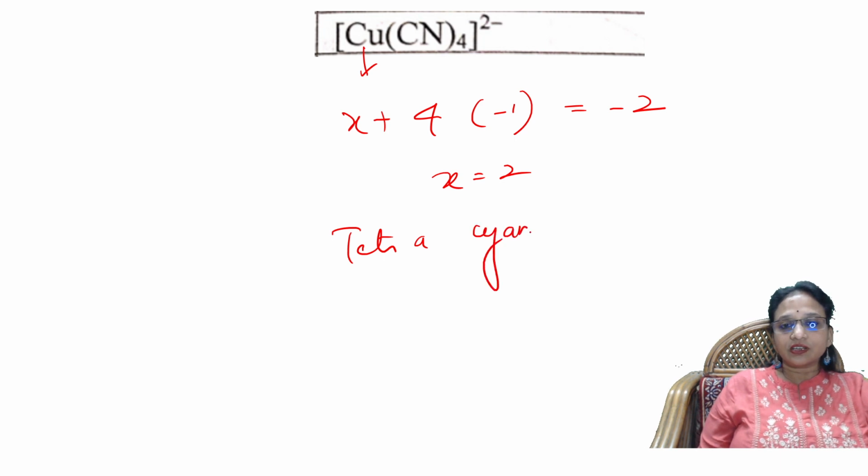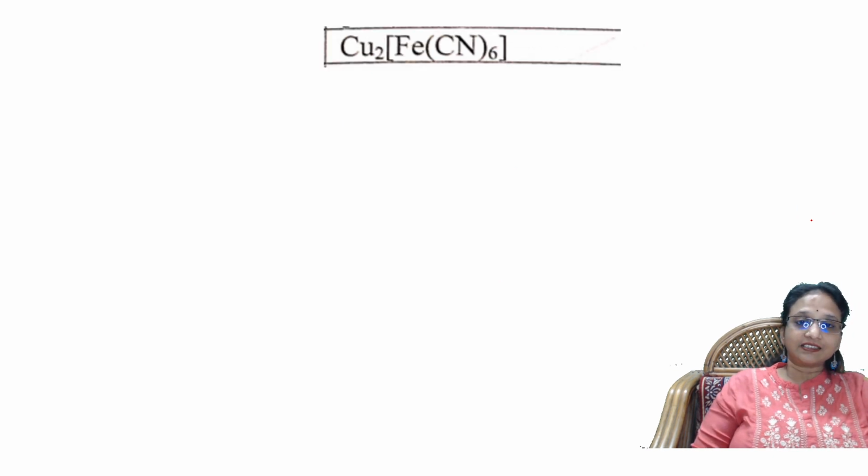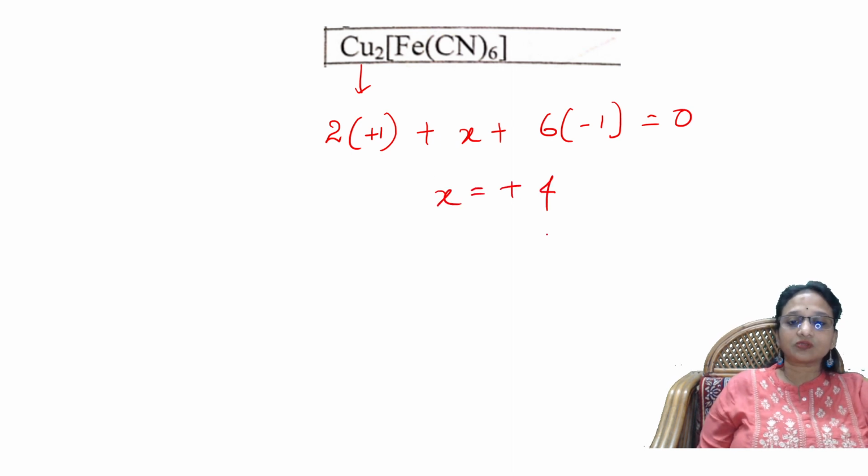Yes, students. Tetracyano cuprate, because it is a metal ion. And there is an ion. So easy. See here, one more. Here 2 into plus 1, iron is X, 6 into minus 1 equals 0. X is equal to plus 4.